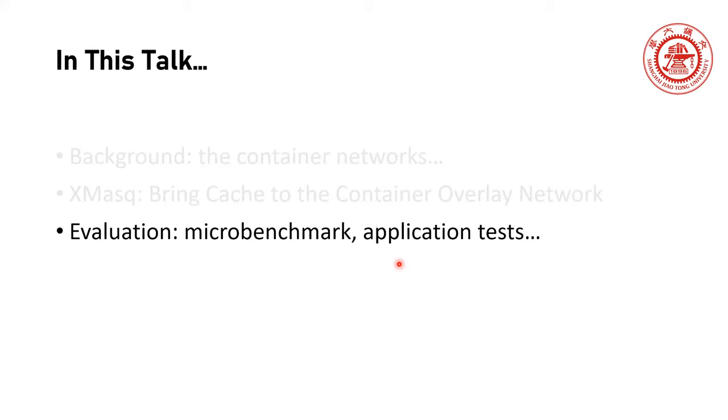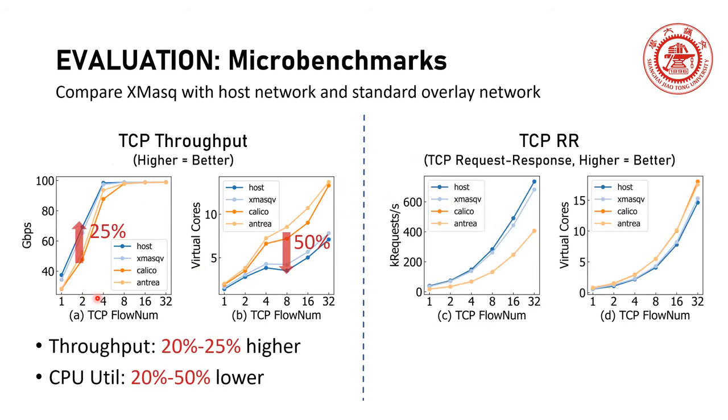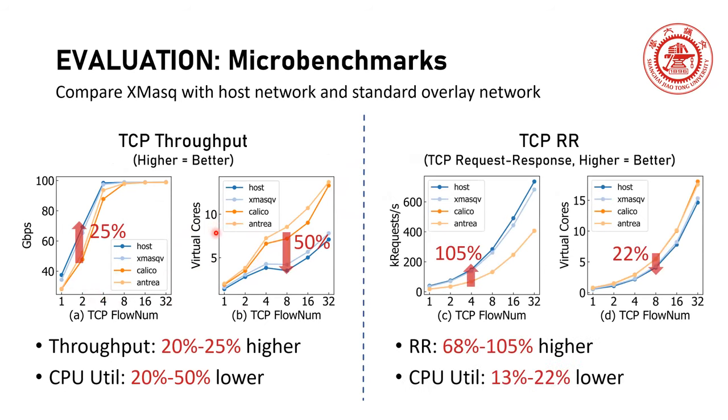Okay, thank you. And then I will introduce the evaluation results of XMask. We take Antrea as the baseline and the host network as the upper bound. We first evaluate the throughput and the request-response transaction rate with different numbers of parallel flows. Compared to Antrea, XMask improves the TCP throughput by at most 25% with CPU utilization at most 50% lower. And for the TCP RR experiment, XMask improves the transaction rate by at most 105% with CPU utilization at most 22% lower.